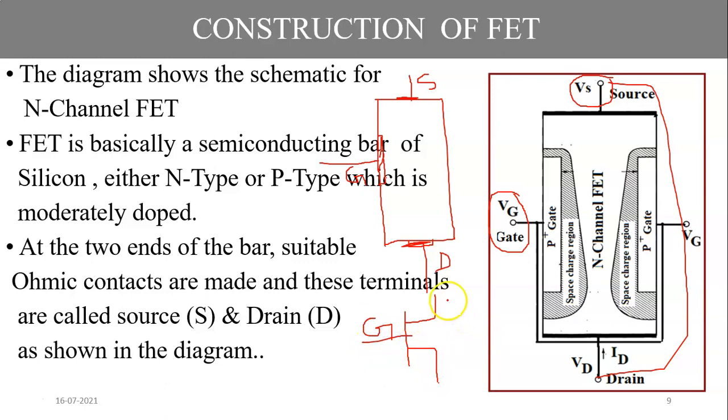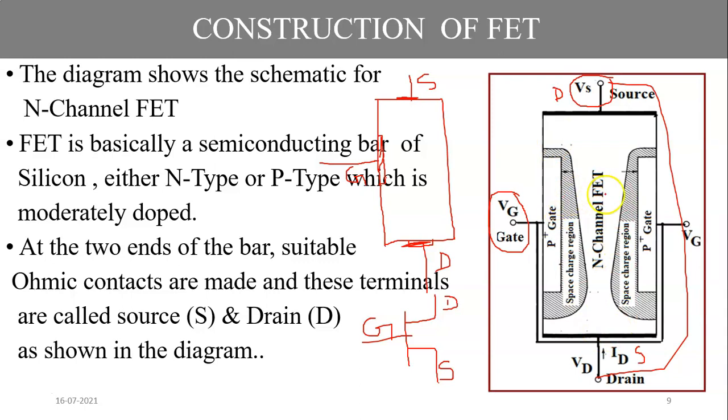This is your gate. This is your drain. This is your source. And a very important point is that the FET is always a symmetric device. That means the source and the drain can be interchanged. You can choose this as a drain and this as a source. The only difference is that during fabrication, most of the time the gate, that is the doped P material, will be near the source when compared to the drain. That is the only difference.